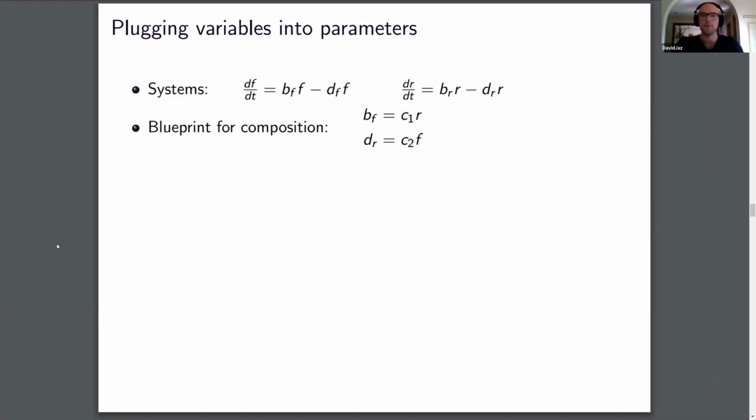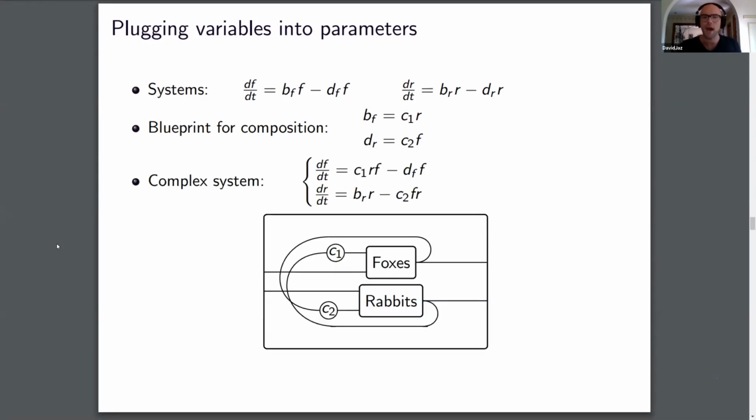And now here is my blueprint for composition. I'm going to say that the rate at which the rabbits are dying is proportional to how many foxes there are, because presumably the foxes are eating the rabbits. And the rate at which the foxes are being born is proportional to how many rabbits they eat. So we can put them together and get this combined system by making those substitutions. And the combined system is called the Lotka-Volterra predator-prey model. And it's given by this wiring diagram. And this is the same wiring diagram we've seen a couple times today.